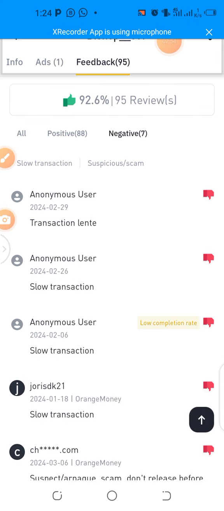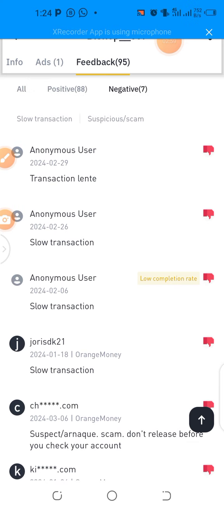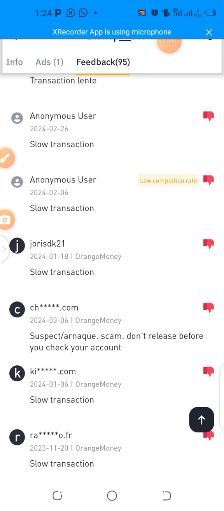The guy has 7 negative reviews. The first one is slow transaction, second one is slow transaction, third slow transaction, fourth slow transaction. Then the fifth one is scam, don't release before you check your account. So it seems as if this guy was scammed, maybe with a kind of fake Momo, but if you look here, there is just one negative like that. So when I talk about consistency, meaning if you have maybe 300 reviews, let me get to my own.